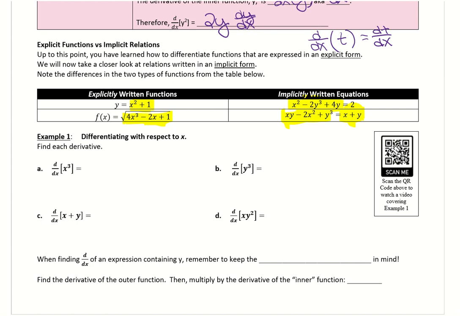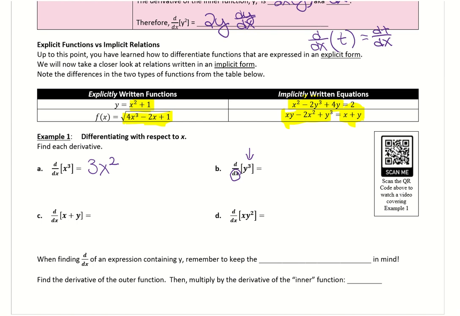We're going to start real simple. Here, we're finding d/dx. That means we're finding the derivative, and x is our variable of this. So we know how to do this. We're going to use the power rule. We're going to say this is 3x squared. But here, we're going to find the derivative where x is our variable. But the problem is we don't have an x in there.